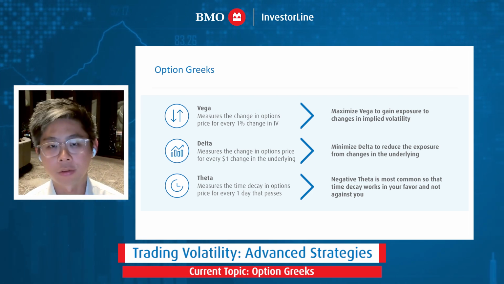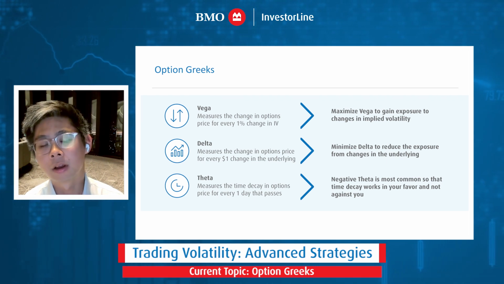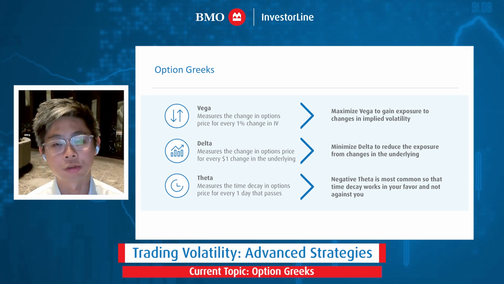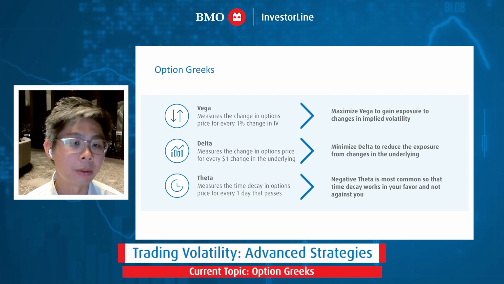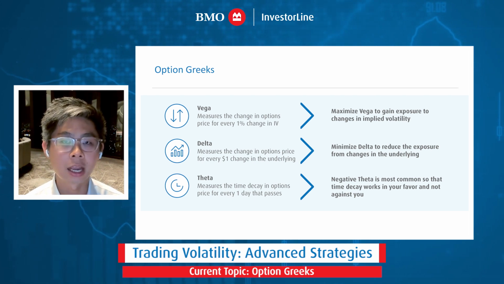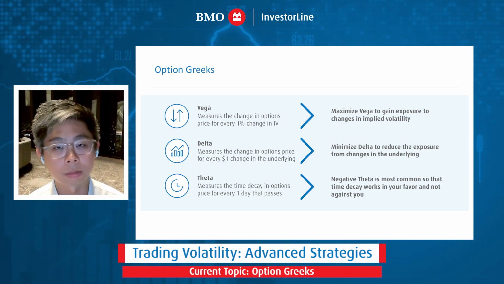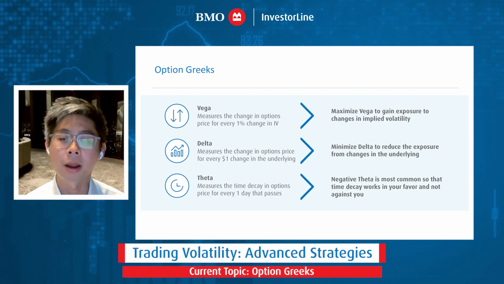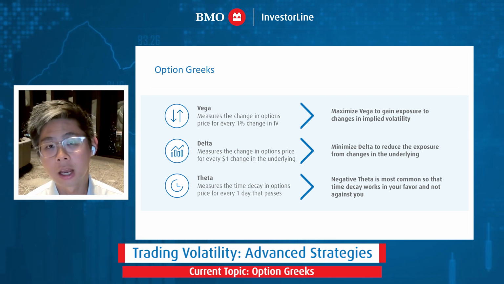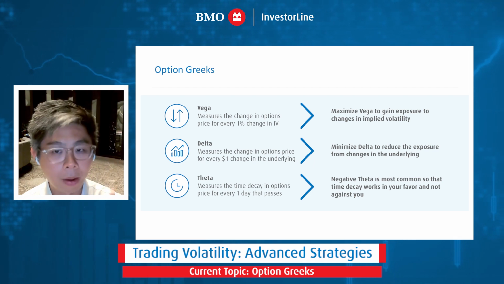So let's review Vega first. Usually we talk about Delta and Theta when we talk about Greeks, because those are the 2 Greeks that have the largest impact on the value of the option strategy that you trade. But today we're going to start with Vega, because Vega measures the change in the option's price for every 1% change in implied volatility. We always state implied volatility in percentage terms. So when we talk about Vega, we're talking about how much we expect the value of an option to change if the implied volatility of the option either increases by 1% or decreases by 1%.